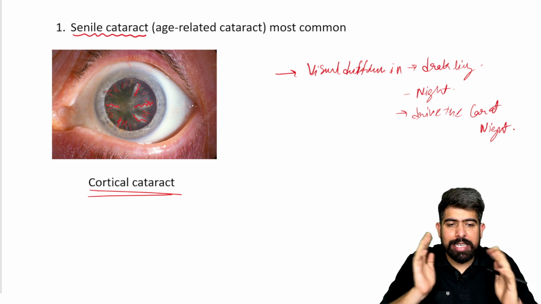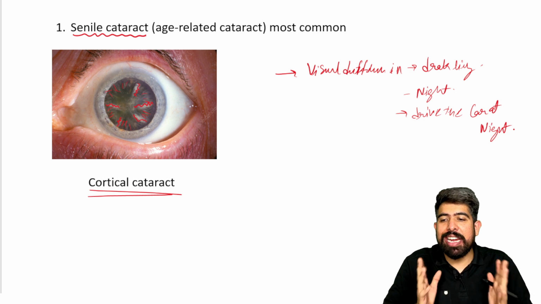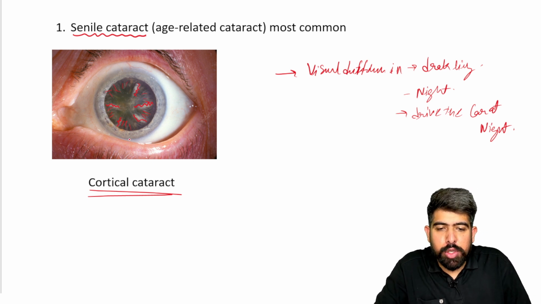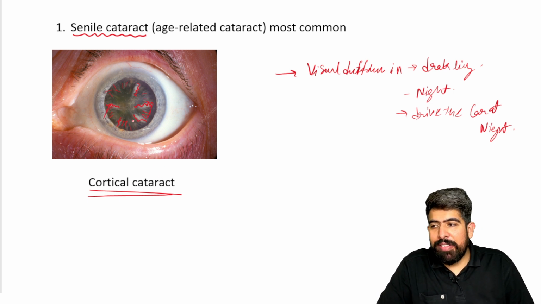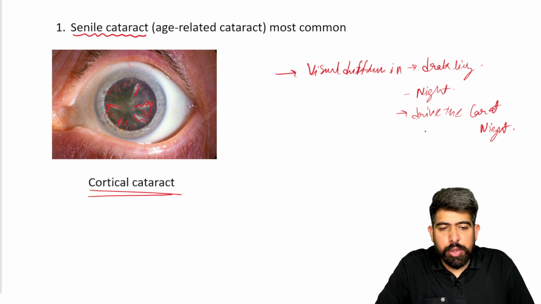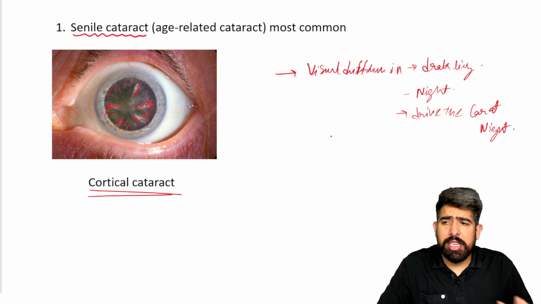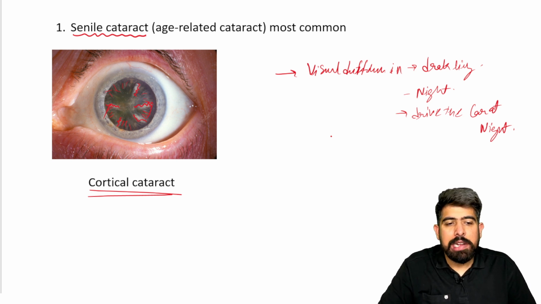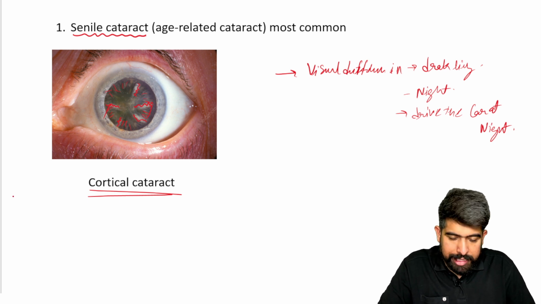So what will be happening now in bright light? In the dark light, what will happen? Your pupil will be getting dilated. Due to the pupillary dilation, the light will now be passing through this cortical part, and this cortical part is having the cloudiness. So due to this, the patient is having difficulty in the night time or in the dark. Most commonly they mention in the MCQ that the patient cannot drive in the night time. This is the cortical cataract.